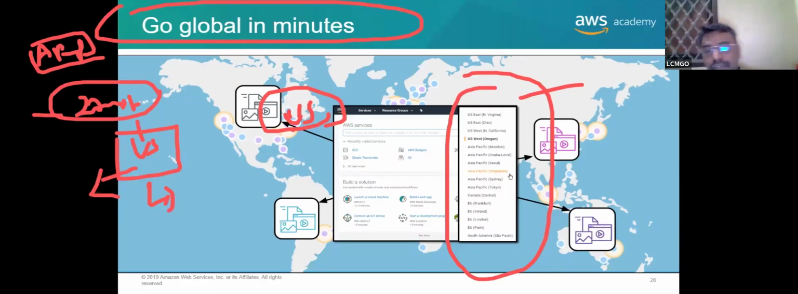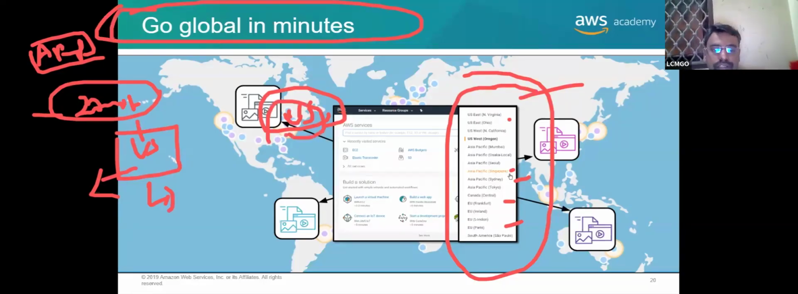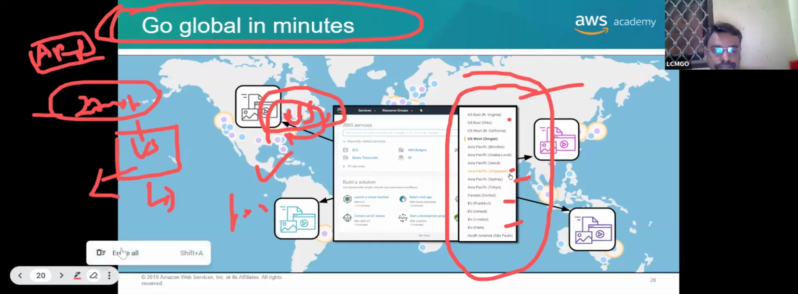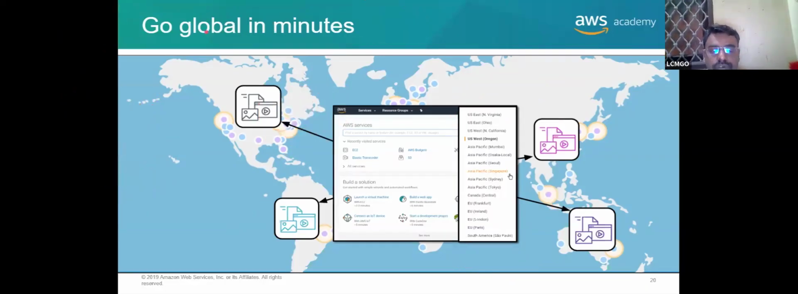So AWS already has a lot of regions all over the world, in the US and other areas like Singapore, Tokyo, Europe, Australia, China, wherever you go, you will have this option. That's what go global in minutes means. I want to launch my application in that particular region, and I can launch within a minute's time. Just now we launched 1,000 servers in a minute. Same thing I can launch in minutes, but we have to select my region. Okay, so that's what the sixth point is. Go global in minutes.